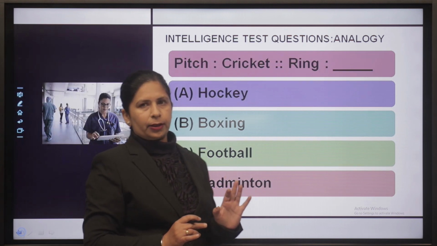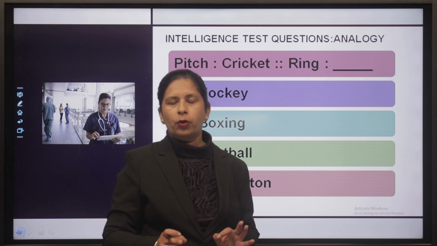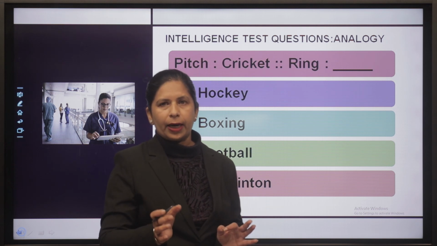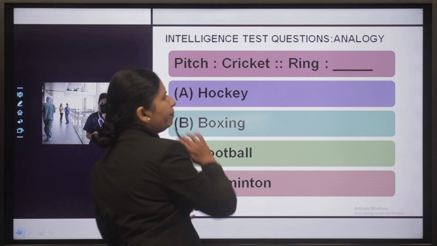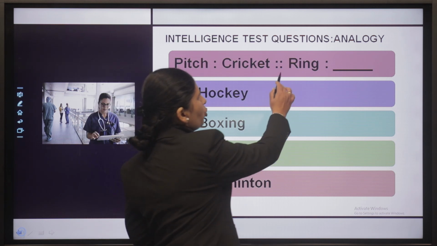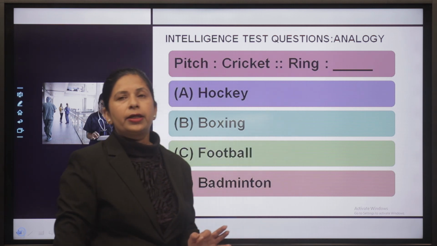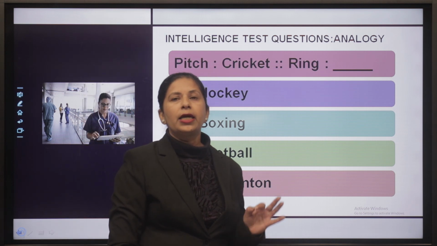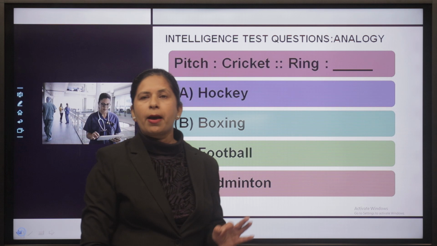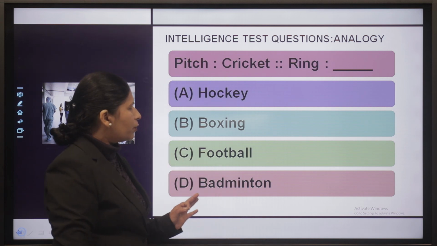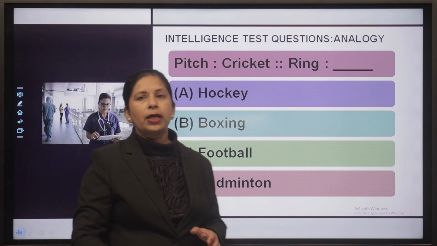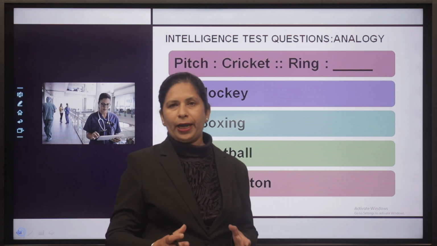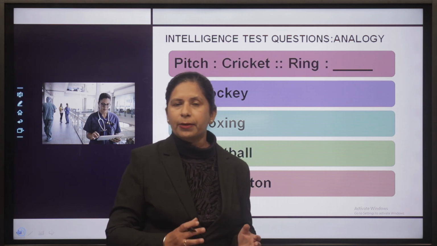Pitch is to cricket. Ring is to what? Okay. क्रिकेट क्या है? एक गेम है. क्रिकेट को खेलने के लिए you require a pitch. Then the same analogy you have to find out with ring. Ring is for which particular game? Is it for hockey? Is it for boxing? Is it for football? Or is it for badminton? So the correct answer will be ring is to boxing. The arena, the area where you play, that is a ring. और कौन से game के लिए होता है ring?